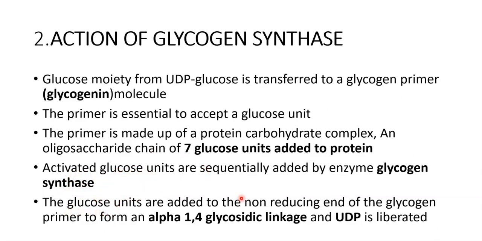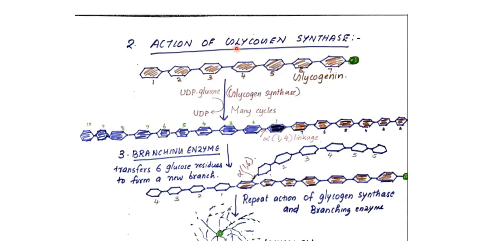The glucose units are added to the non-reducing end of the glycogen primer to form an alpha-1,4 glycosidic linkage, and UDP is liberated. Once again, we can see what happens here. Action of glycogen synthase. This is glycogenin. What is glycogenin? An oligosaccharide plus 1 protein.